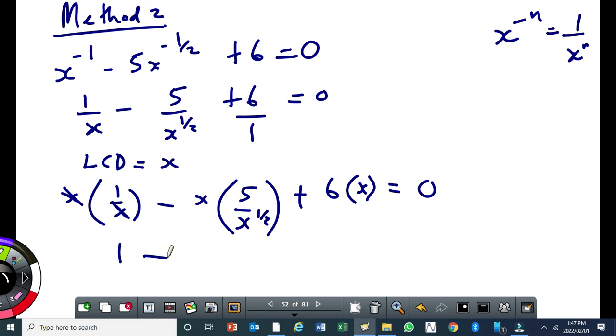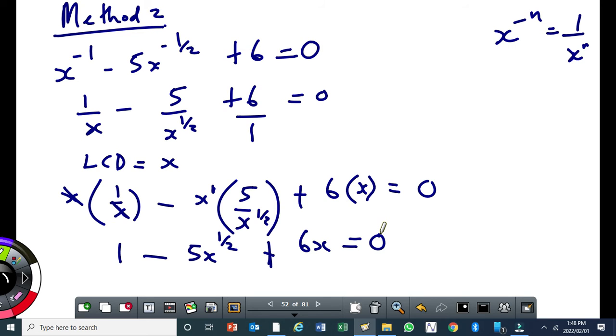Then here, if you use the laws of exponents, x divided by x to the power of a half will give you x to the power of a half, because the exponent here is a 1. 1 minus a half gives you positive a half. Then, since we have a constant here, just multiply it by the LCD, you get 6x. Okay, then I'm going to rearrange this, and then we simplify it. Okay, so if I go to the next page, before I then proceed with any question.